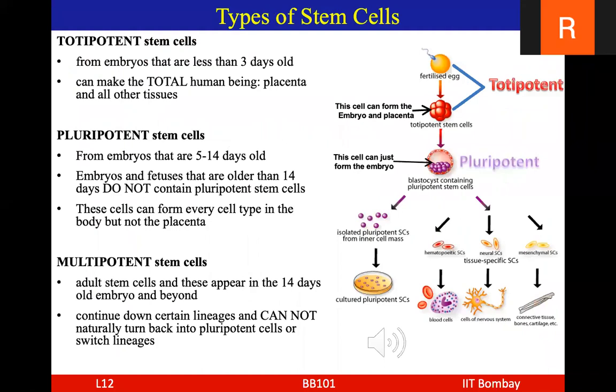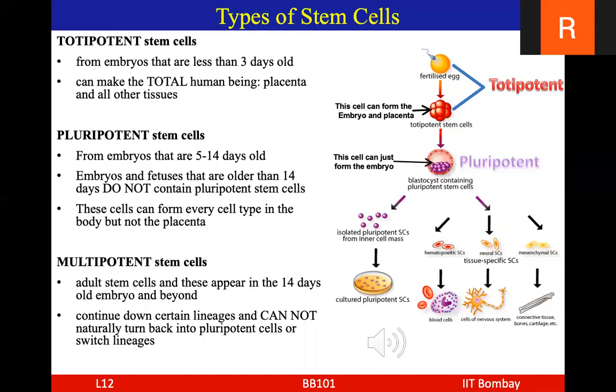There are various types of stem cells based on where they are present and what stage of development they are in. Totipotent cells come right from the fertilized egg, or from an embryo less than 3 days old. They can make the whole human being, the placenta and all other tissues. So they have highly regenerative and highly differentiating power. Pluripotent cells appear once the embryo crosses 3 days, from 5 days onwards. They can make many things, but they cannot make the placenta.